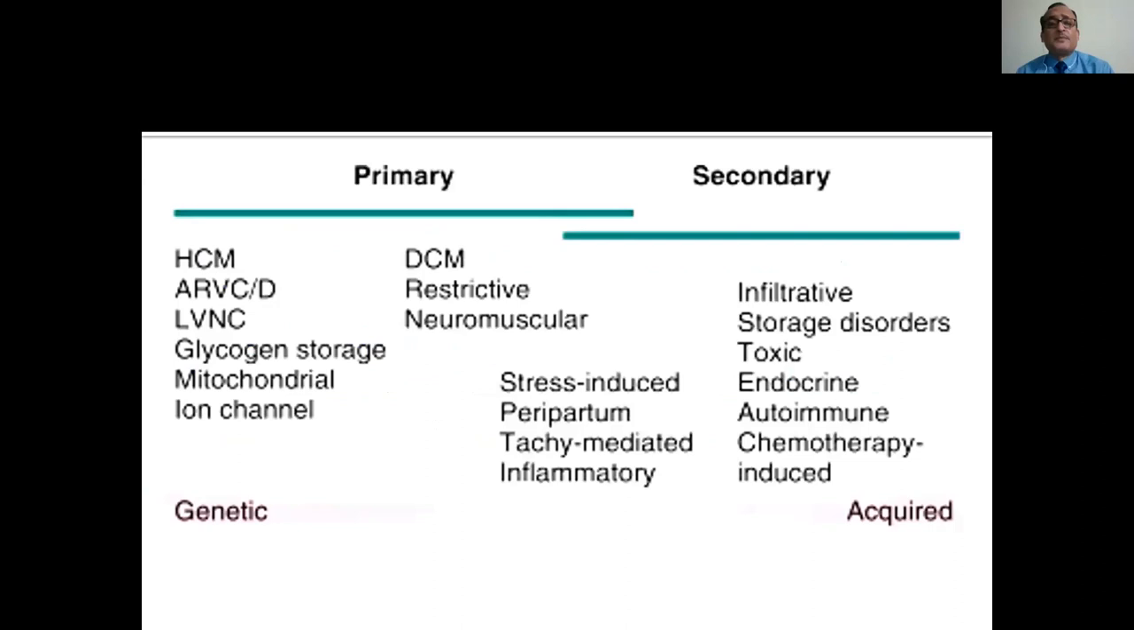Cardiomyopathies may be primary, when the etiology is not known. For example, hypertrophic cardiomyopathy, arrhythmogenic right ventricular cardiomyopathy, left ventricular non-compaction, and it can be secondary to infiltrative storage disorders, toxins, endocrine abnormalities, immune disorders, and chemotherapy.